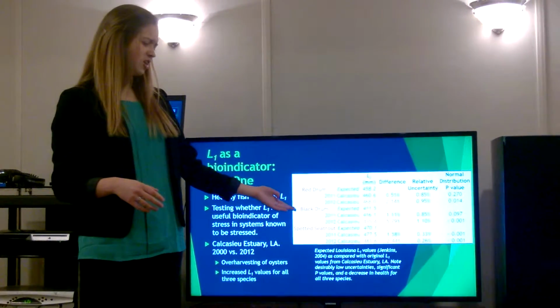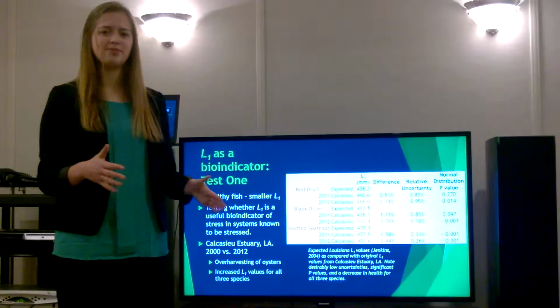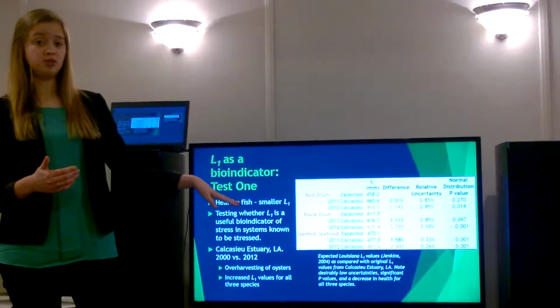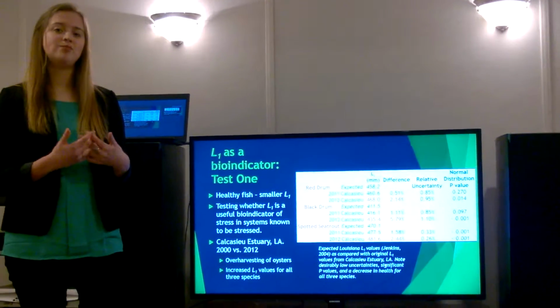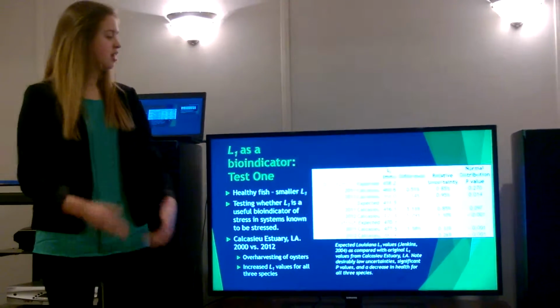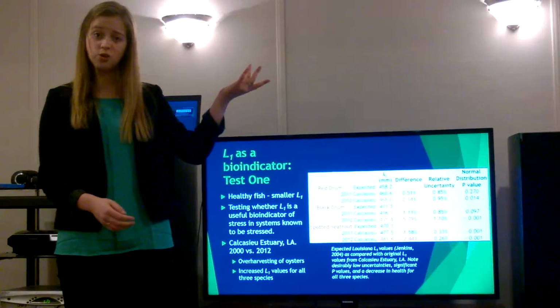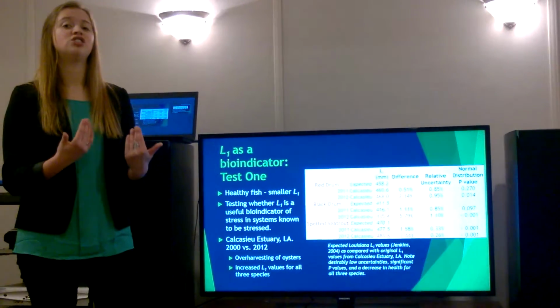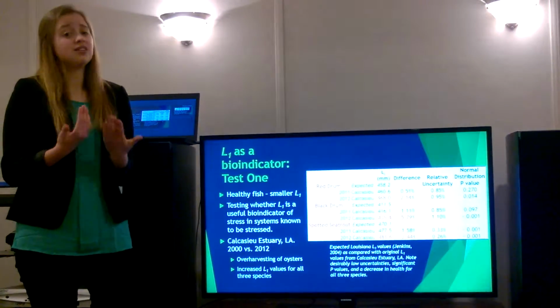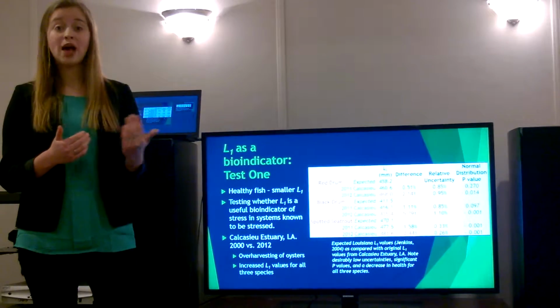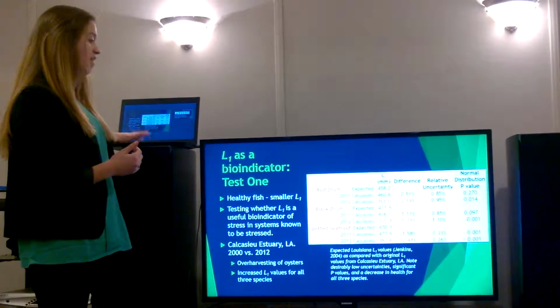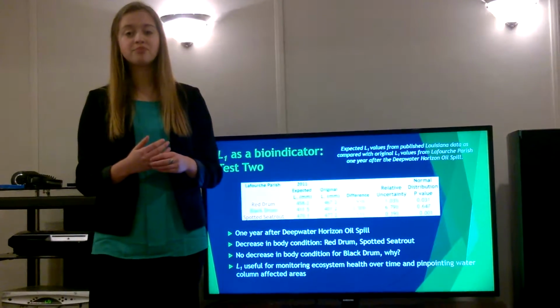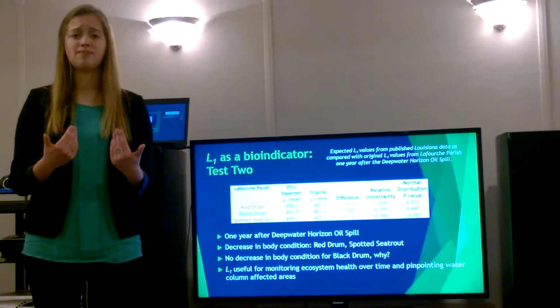So why were black drum hit the hardest and red drum and spotted sea trout not hit as badly? This is because black drum are bottom dwellers, and they eat oysters. They're a benthic species, and oysters are one of their biggest foods. Red drum and spotted sea trout live higher in the water column, so they were affected a lot by the reef damage and the environment damage in general, but were hit less hard because they don't rely on oysters like black drum do. So L1 was able to pinpoint the problem in this environment, so that's a positive step towards it being a good bioindicator.